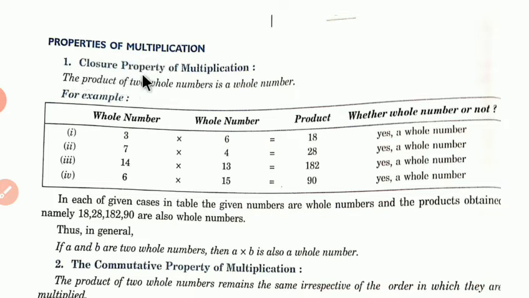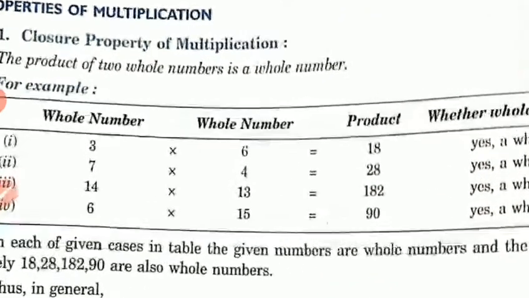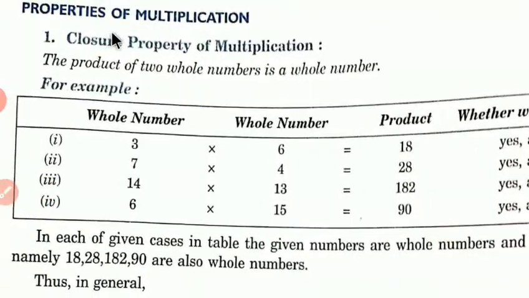First one, closure property of multiplication. This is the same as the closure property of addition, only in place of addition we use the multiplication sign. So what this property says is that the product of two whole numbers is a whole number. In addition, we already learned that if you find the sum of two whole numbers, the answer is a whole number. In the same way, if you find the product of two whole numbers, that answer is also a whole number. Product means multiplication.